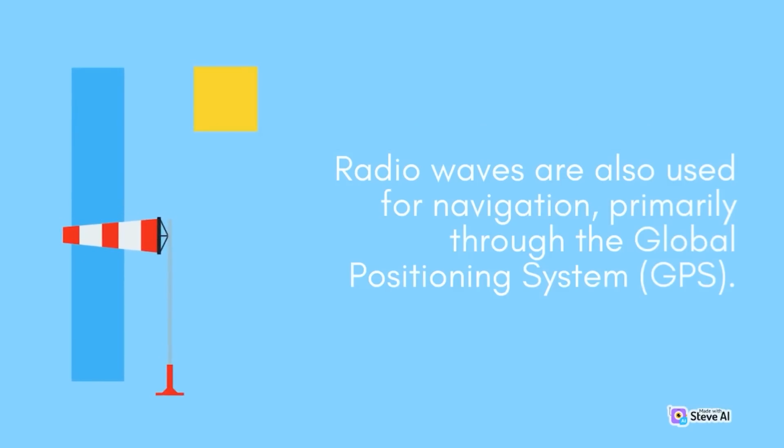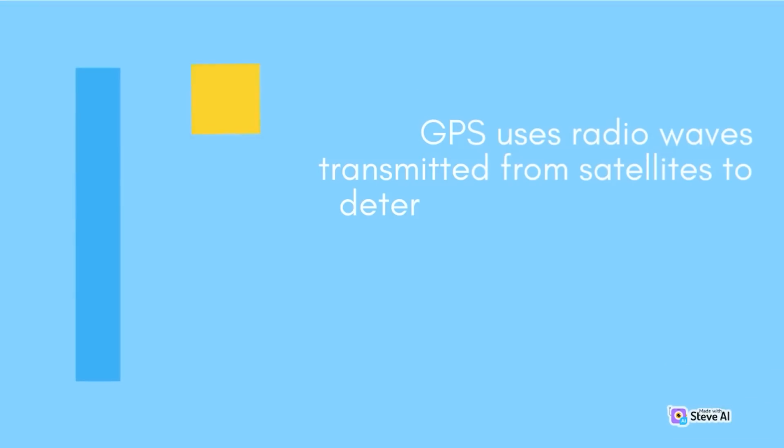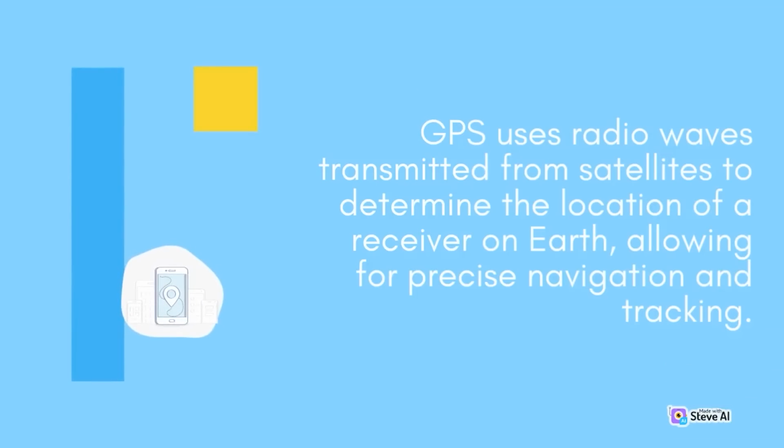Radio waves are also used for navigation, primarily through the Global Positioning System (GPS). GPS uses radio waves transmitted from satellites to determine the location of a receiver on Earth, allowing for precise navigation and tracking.